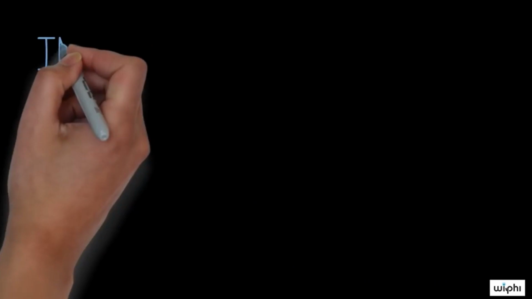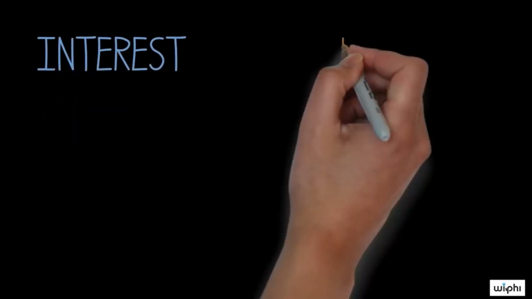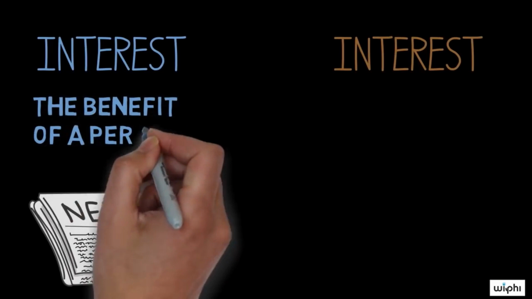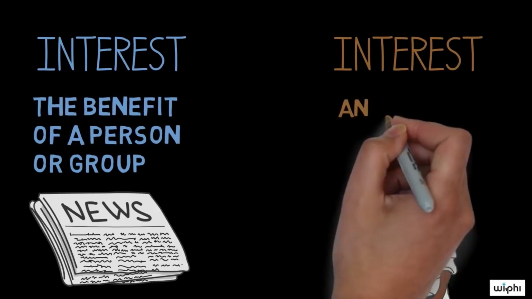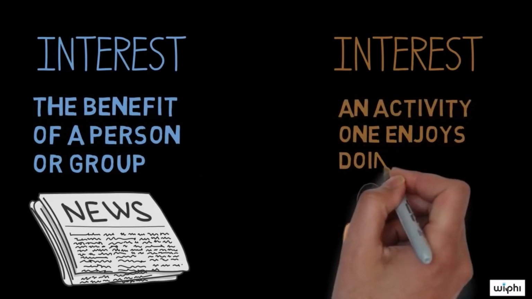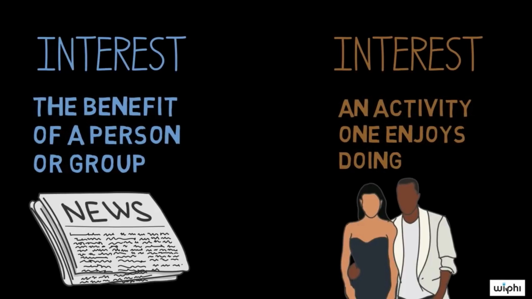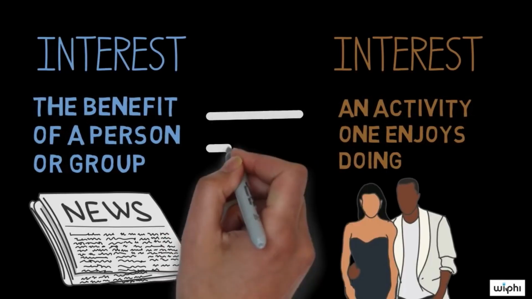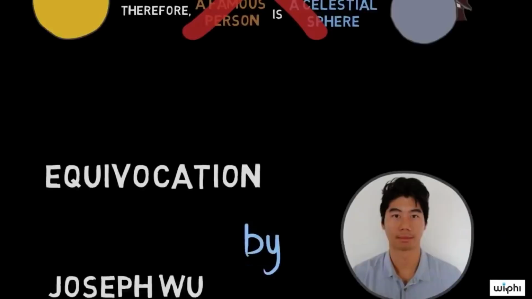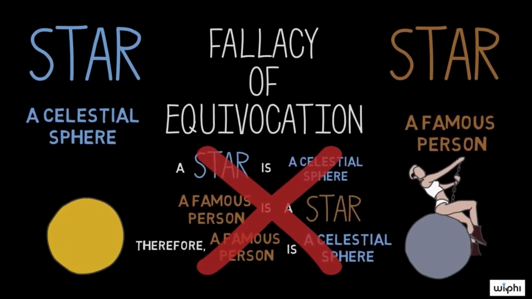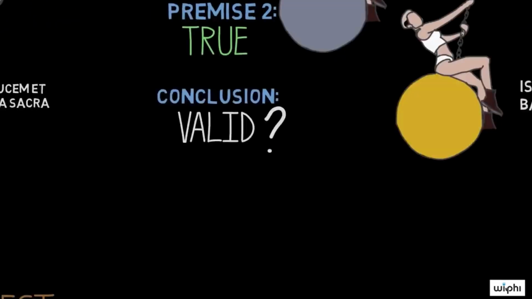But is it actually? The key term that shows up in both premises of this argument is interest, so let's focus on how it is used. In the first premise, interest is used to mean the benefit of a person or group, like in the sentence, "It is in your interest to keep your bank account information private." In the second premise, interest is used to mean an activity one enjoys doing, like in the sentence, "My interests are swimming, hiking, and reading." Since the meaning of the term interest has shifted between the first and second premises, this editor has committed the fallacy of equivocation. His argument is invalid.